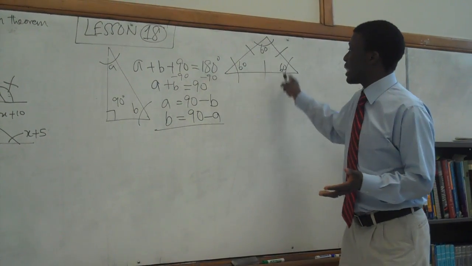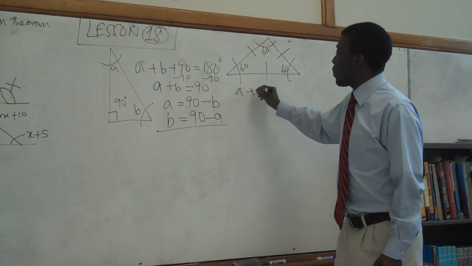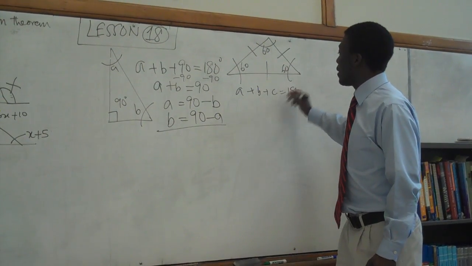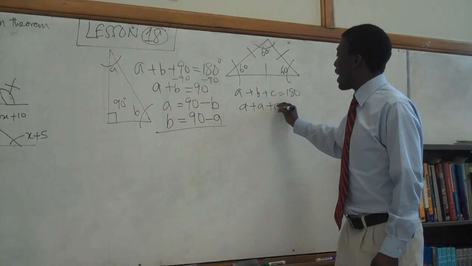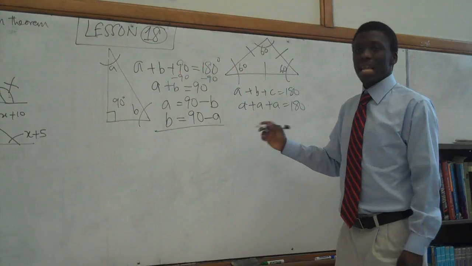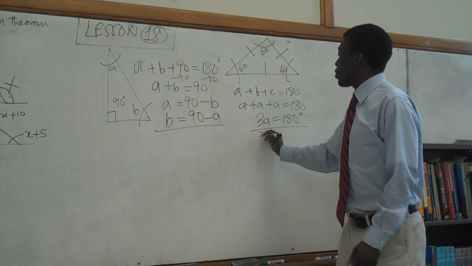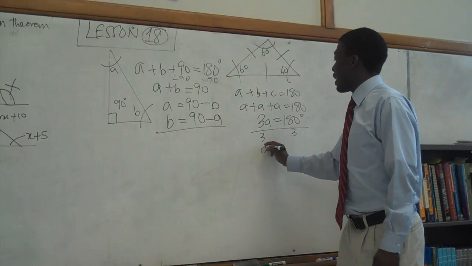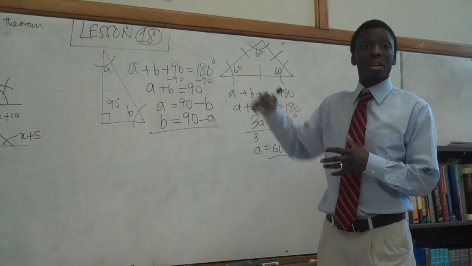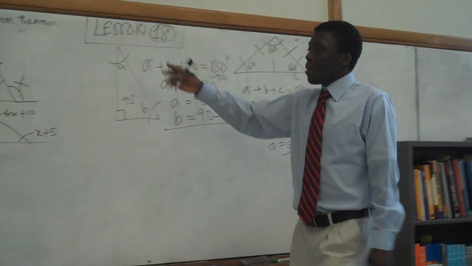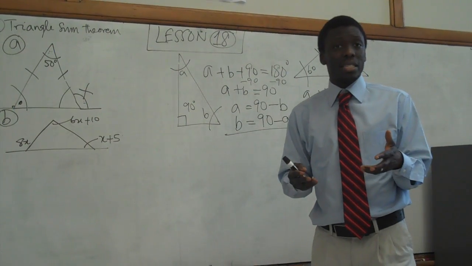Let's say I didn't give you the 60 and I just wrote A, B, C. You would realize A plus B plus C is equal to 180. However, they're all the same size, so it's like saying A plus A plus A is equal to 180. At that point, you know that 3A is equal to 180. You divide both sides by 3, and you get A is equal to 60. That's how I was able to derive that the angles of an equilateral triangle will be equal to 60 degrees. If you understand that concept, that will help you in solving a lot of problems from lesson 18.